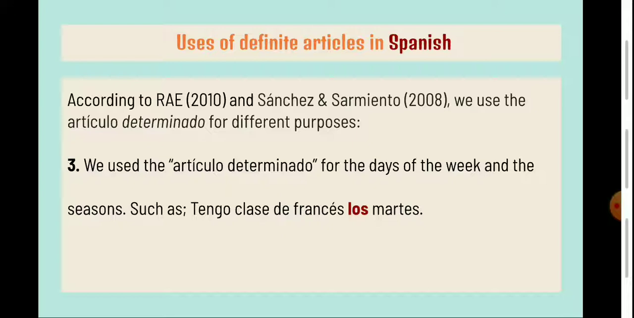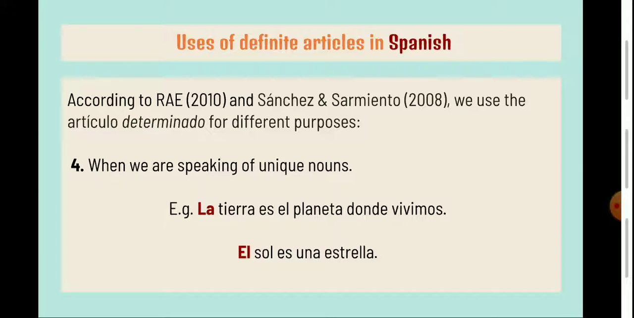In Spanish, we use el artículo determinado for the days of the week and the seasons, such as tengo clase de francés los martes. When we are referring to unique nouns, we use the definite article. La Tierra es el planeta donde vivimos. El Sol es una estrella.